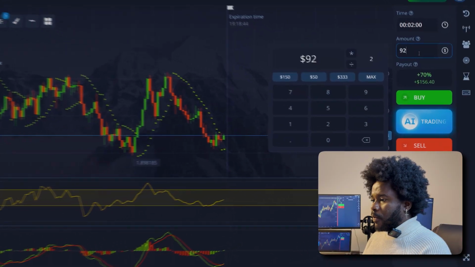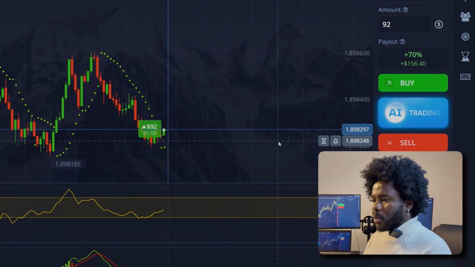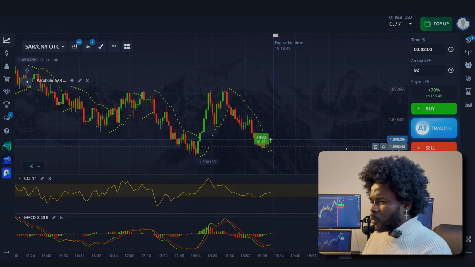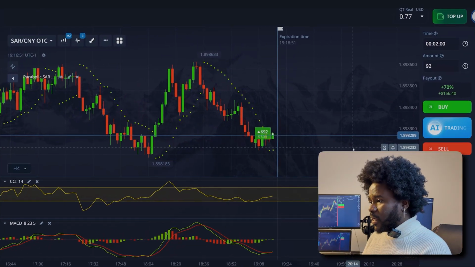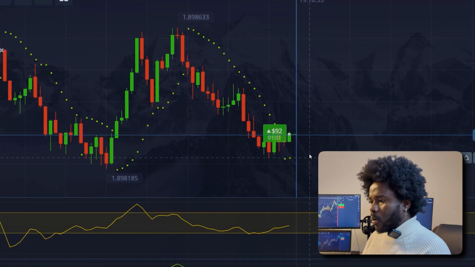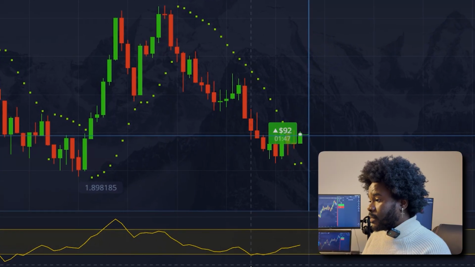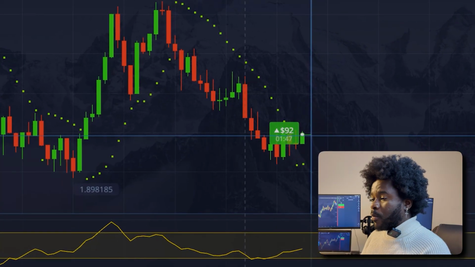$92. Excellent. The market is still pushing upward, so I open another buy for $92. Look, before the trade, price moved with a series of strong red candles. At the bottom, we see movement slowing, and Parabolic dots move beyond the price. Clear confirmation of an upward reversal.